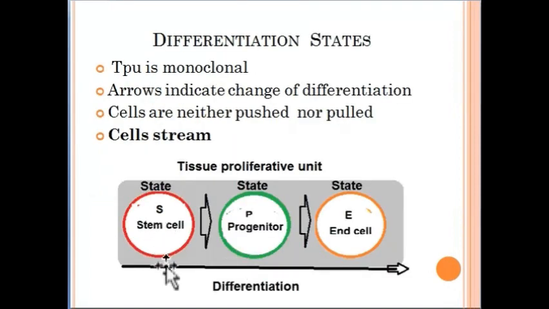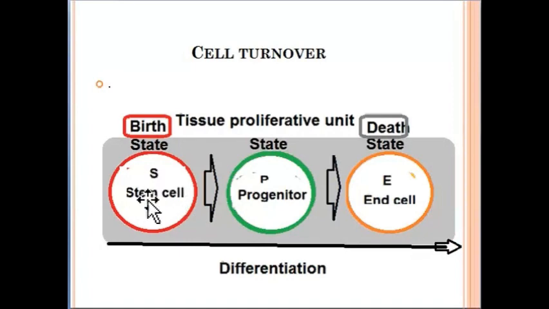So here you have the TPU represented. You have the stem cell, progenitors, and end cells. These are states in the unit. And as the unit divides or produces new stem cells, all the cells are moving toward the end of the unit, and this movement I call cell stream. At the stem cell, the cells are born, and at the end cell, cells are dying, and between them the stem cell provides the cells which are associated with differentiation, and they stream outward.